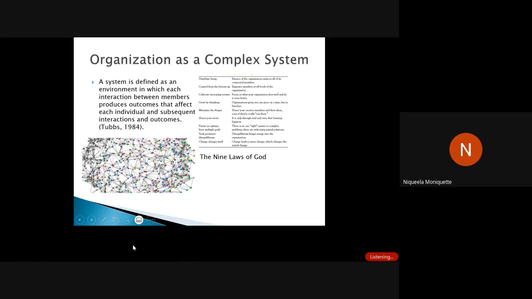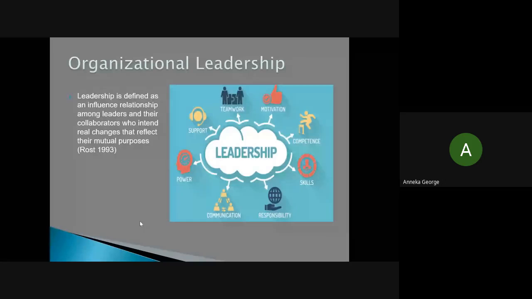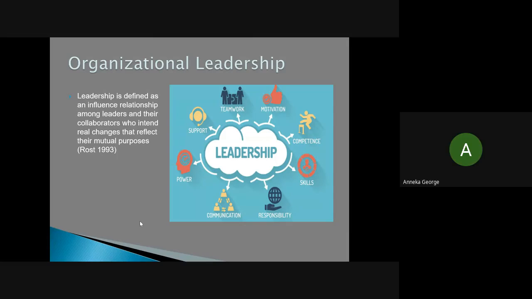Okay. So we'll move on to the next topic, which is organizational leadership. We would have covered leadership extensively, so we'll just touch on it a little bit. A lot of us tend to say that organizations are complex, and it takes a lot to run one. You need a strong leader, especially to run a complex organization. According to us, leadership is defined as an influence relationship among leaders and their collaborators who intend real changes that reflect their mutual purpose.